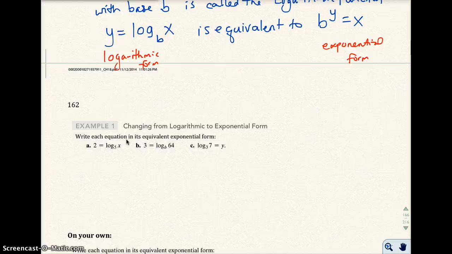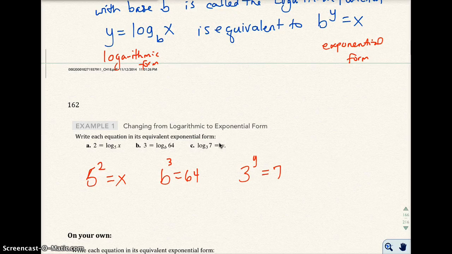So 5 to the second power. This is your base, this is your exponent, and it's going to equal x. This is the equivalent exponential form. This is your base, so b is your base. 3 is your exponent, and it's going to equal 64. 3 is your base, y is your exponent, and it's going to equal this number right here. So you have to remember how to undo that. Here's your base, y is your exponent, and it's going to equal this number.